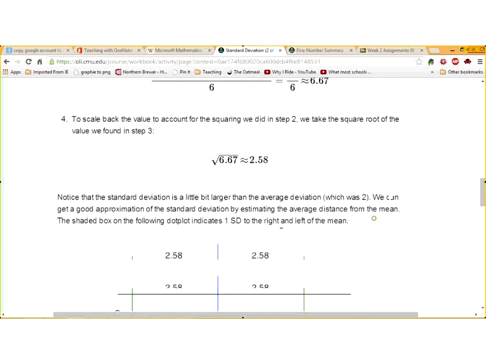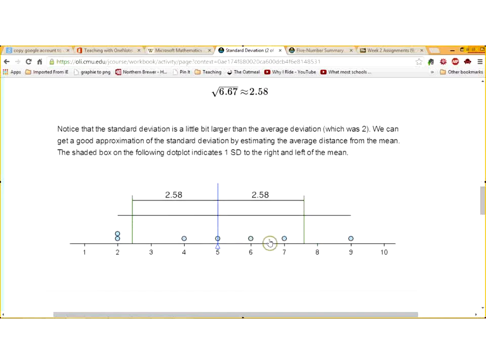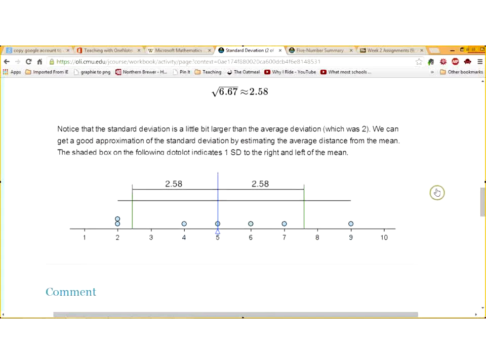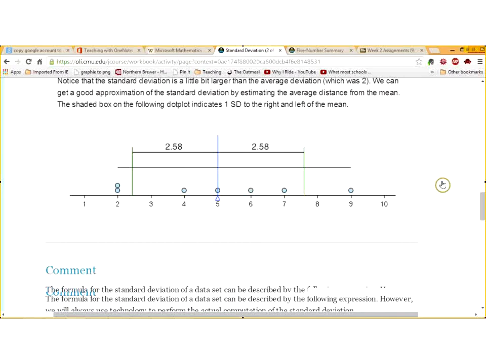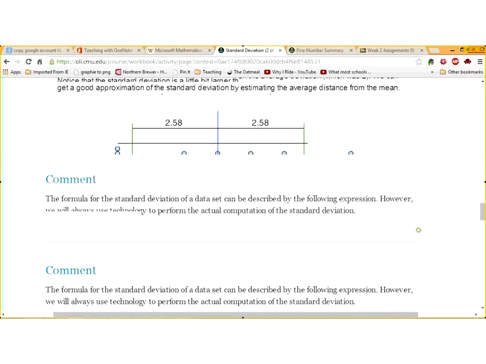A little bit bigger than the average deviation, but it's pretty close. What we can say is that it represents the typical distance from the mean for values in the data set. And again, as this shows, it is 1 standard deviation to the right and the left of the mean.